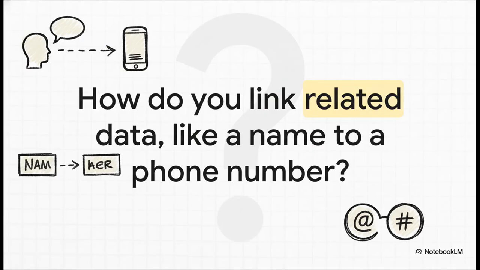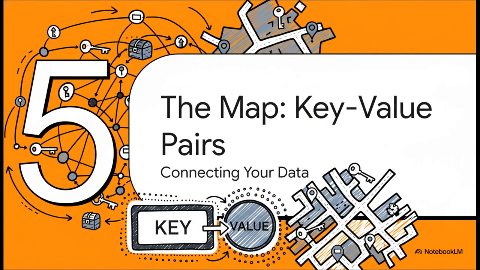Pretty cool, right? Okay, so we've got tools for storing a bunch of individual items, whether we need them ordered or totally unique. But what happens when data doesn't come alone? When it comes in pairs? You know, like connecting a name to a phone number or a username to a user profile. How do you handle that? For that kind of job, we need a totally different kind of container.